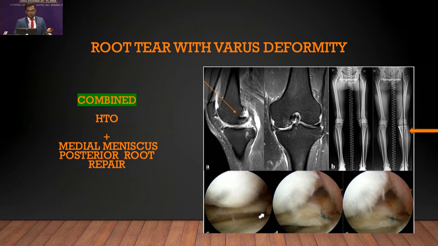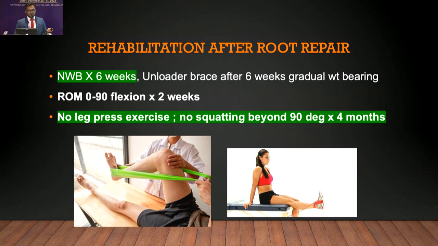Sometimes you have to combine this root repair technique with the HTO if you have a varus alignment. And the rehab after this, you should remember, is non-weight bearing. You have to keep this patient for at least 6 weeks. Range of movement should be restricted up to 90 degrees for the first 2 weeks. And no leg press exercise or no squatting beyond 90 degrees for 4 months.